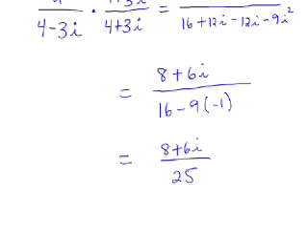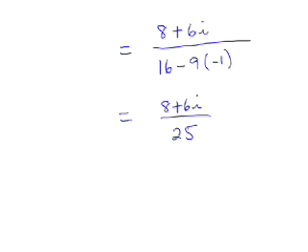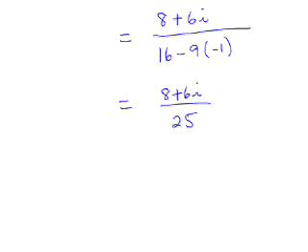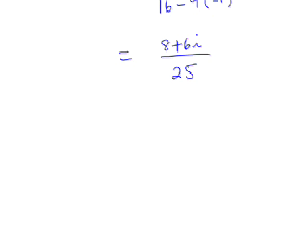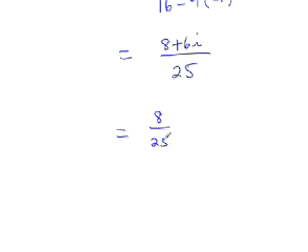And in some textbooks, this is an acceptable final answer, 8 plus 6i over 25. The directions state they want us to write this answer in the form of a plus bi. So we're going to write it as 8 over 25 plus 6 over 25 i. And our fractions are in lowest terms. So there's our final answer, 8/25 plus 6/25 i.